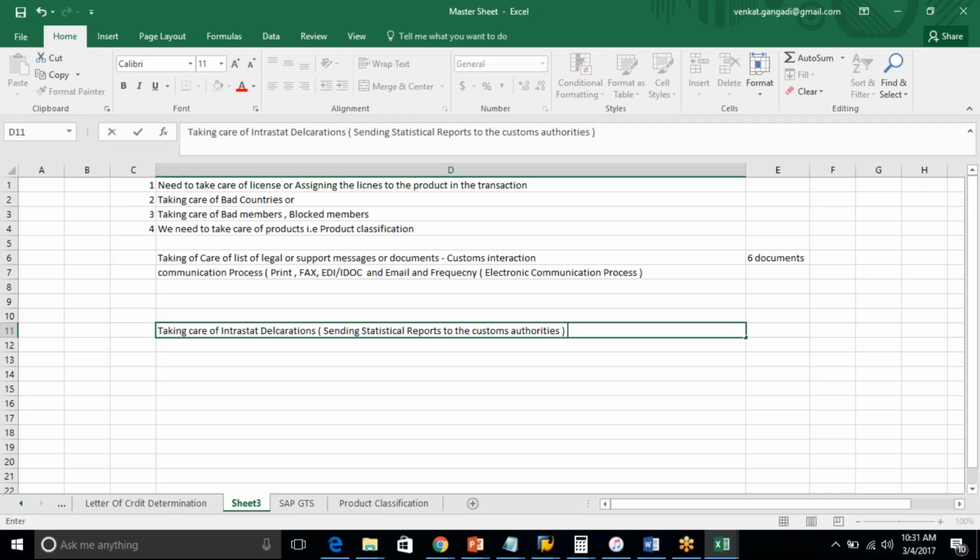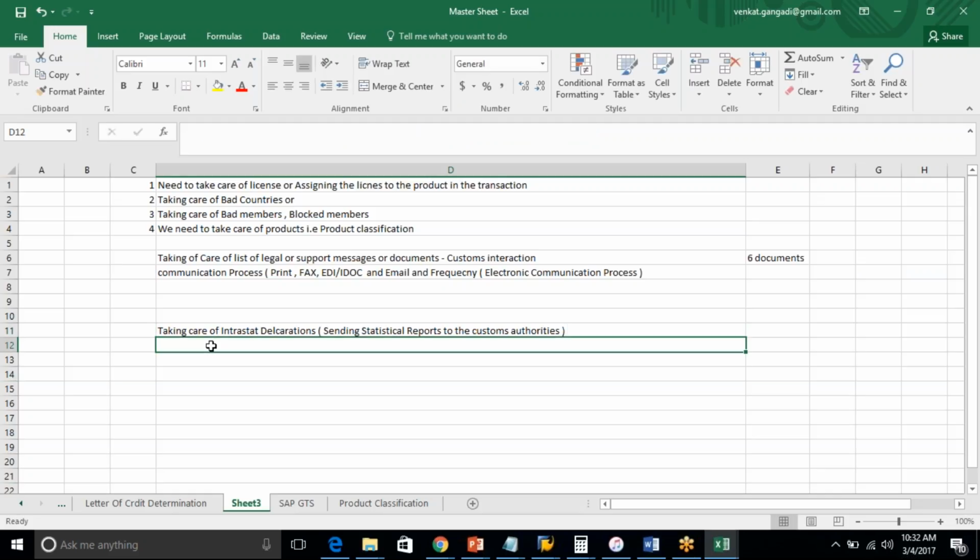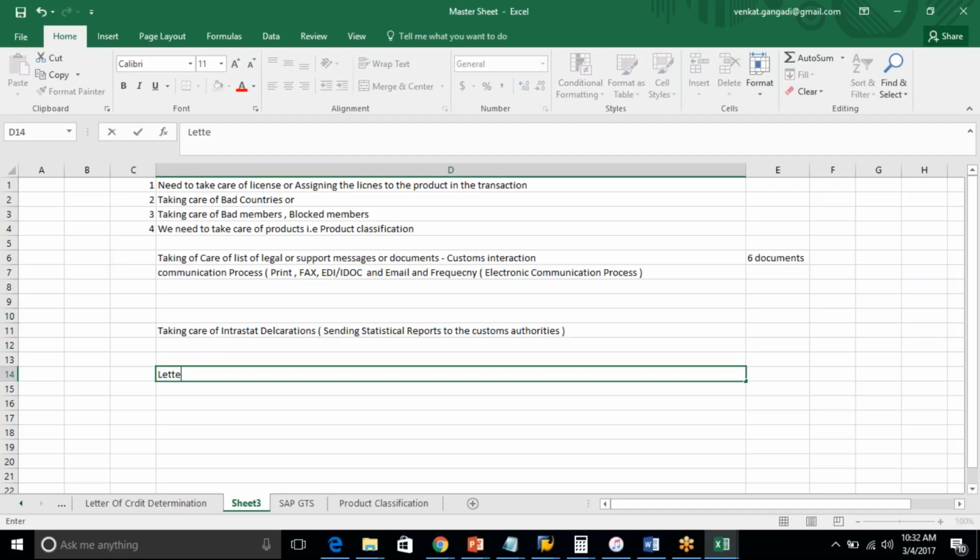Because of that reason, the international trade experts introduced the concept of letter of credit. That means when you are doing export or import, you need to take care of the letter of credit process.